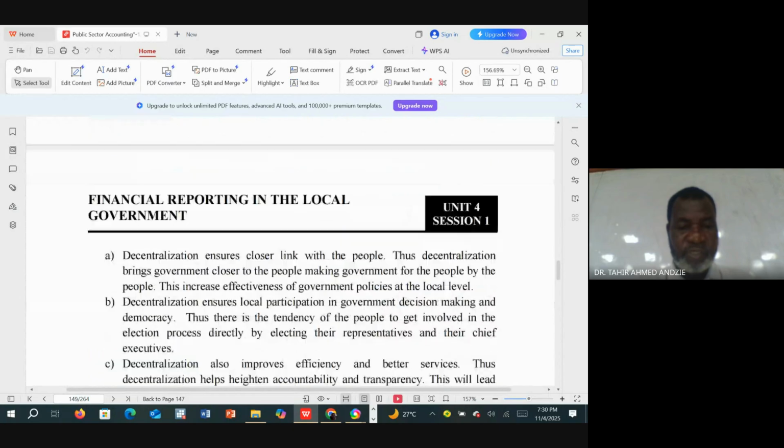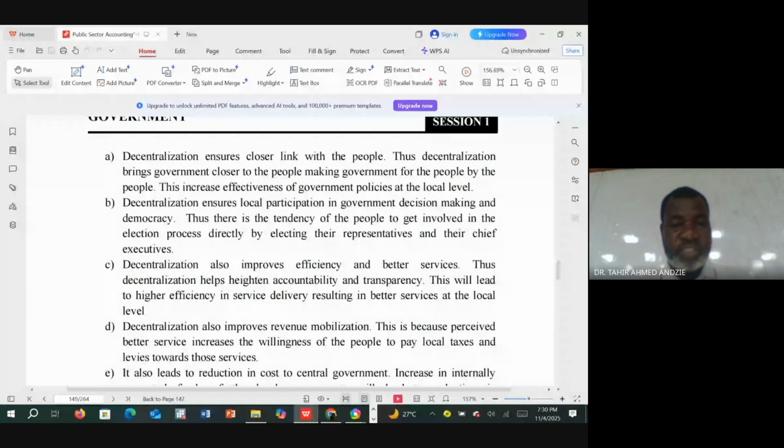So these are some reasons. The first one is decentralization ensures closer link with the people, and this is really true, because the problem of the central government is that the central administration will be far remote from the local people, from the local citizens. But once we decentralize, the governors become closer, people become closer to them. So decentralization ensures closer link with the people, so that governance is now closer to the people.